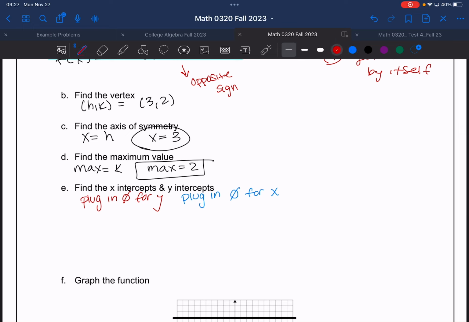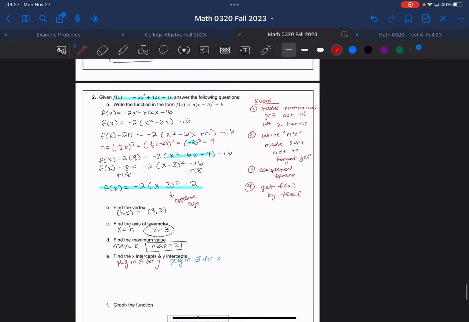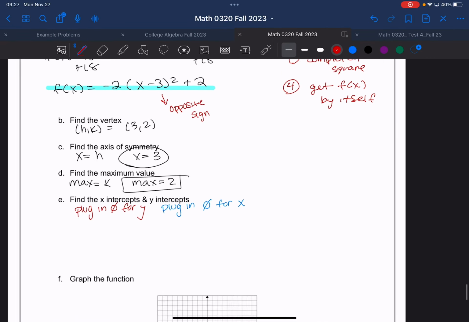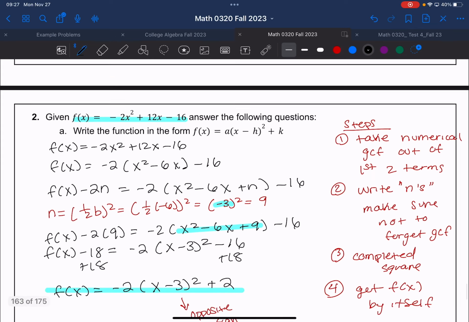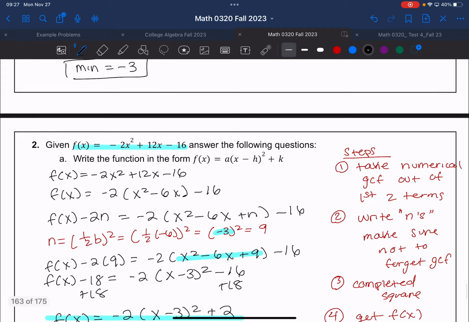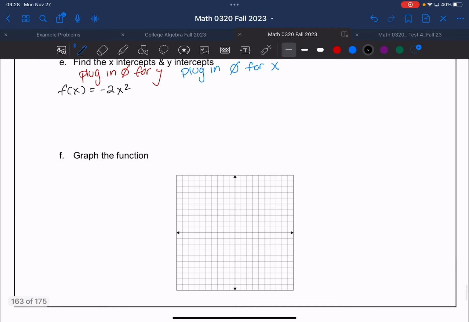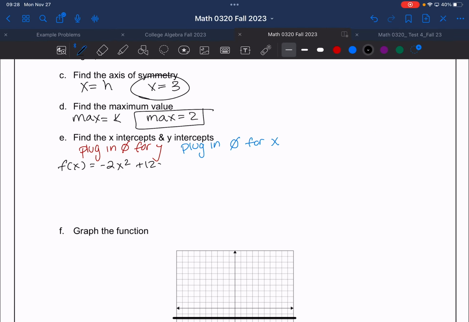So the first part we're going to do is the x-intercepts. When we're finding the x and y intercepts, it's easiest just to go back to our equation in standard form. Our equation in standard form was f of x equals negative 2x squared plus 12x minus 16.